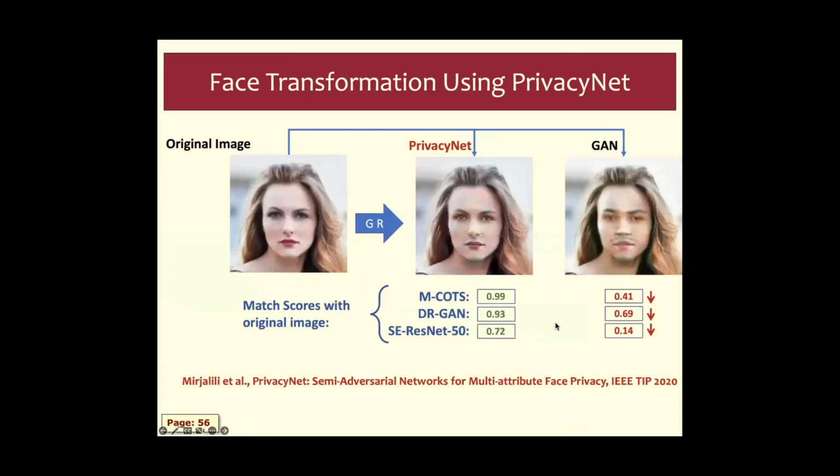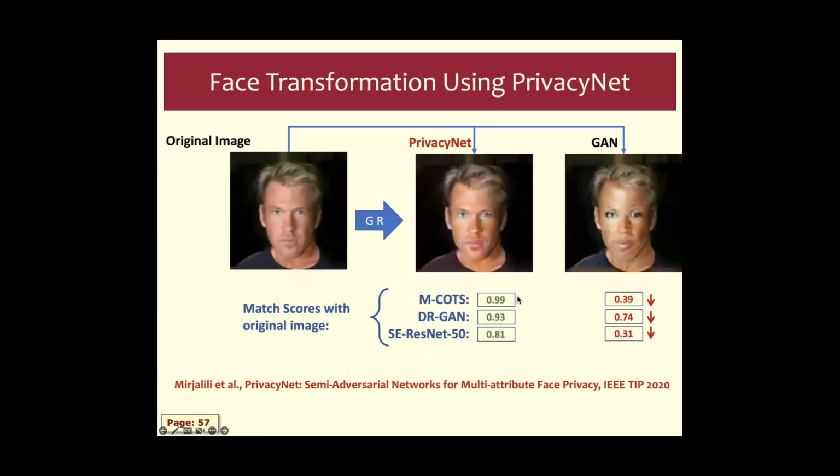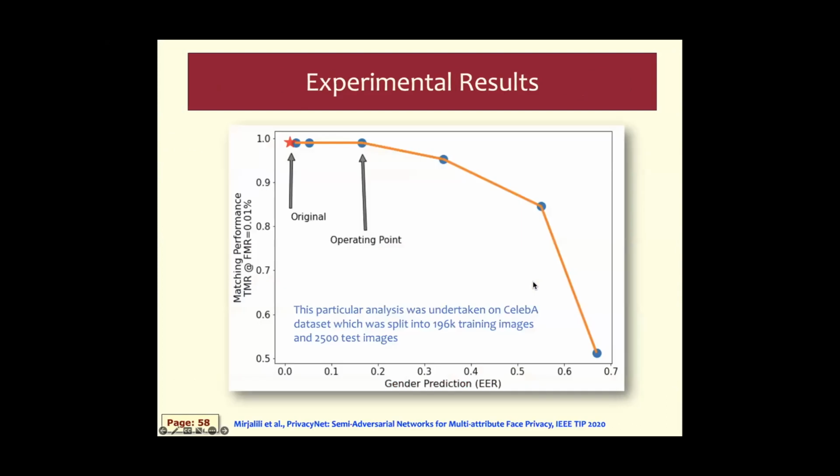So here are some examples to show how this works. The middle image is what PrivacyNet does, and the extreme right is what a GAN does. And the scores, as you can see with PrivacyNet, are still very high, suggesting that the identity information was not perturbed. Clearly, there are visual artifacts, something that we have been trying to work on. I now have a student who is trying to generate these images in such a way that the functionality is preserved, but also there is some degree of visual realism.